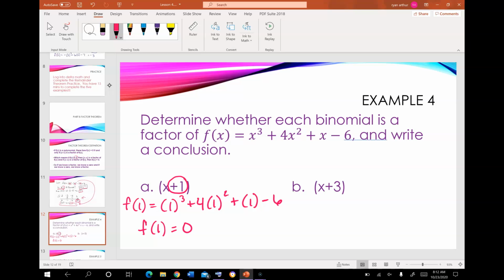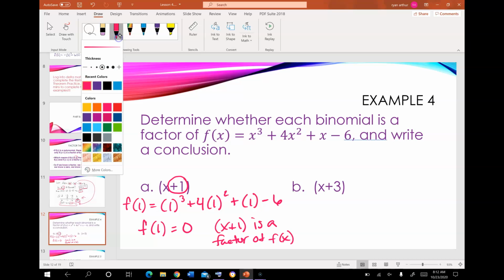Okay, now I want to make a conclusion about this situation. Well, the conclusion we can make is that it equals 0, right? So if it equals 0, we can say x plus 1 is a factor of f of x. Okay, that's the only conclusion I want you to make. It's just like in science when you make conclusions from your experiment. Okay, all right. So let's do another one.